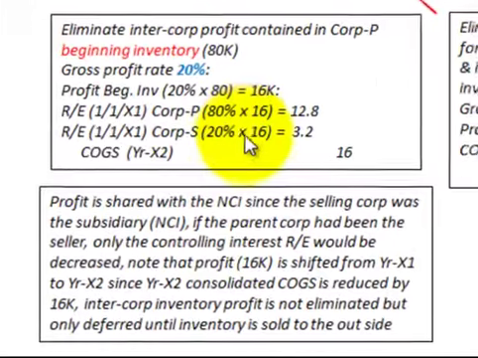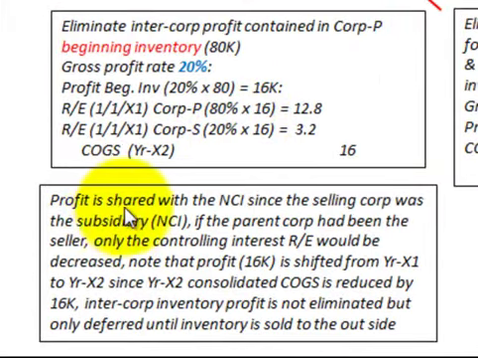Okay, to follow up with our eliminations here. Now this profit here is shared with the non-controlling interest or the subsidiary, since the selling corporation was the subsidiary in this case. If the parent corp had been the seller, only the controlling interest of the parent corp, or its retained earnings, would have been decreased.